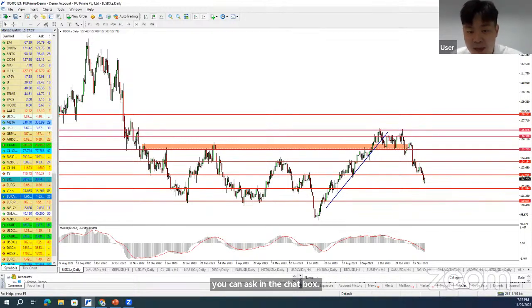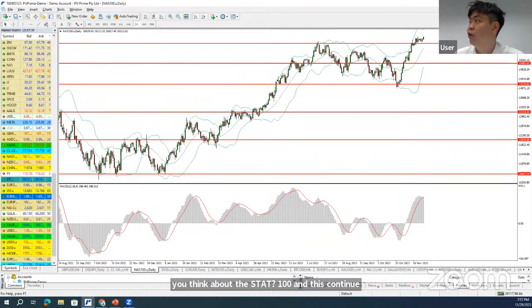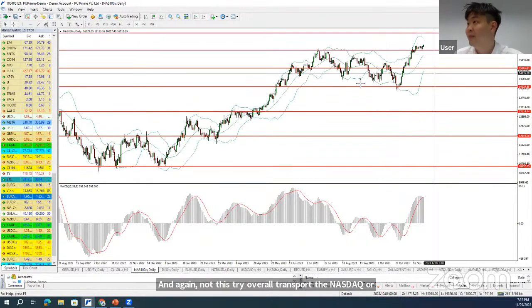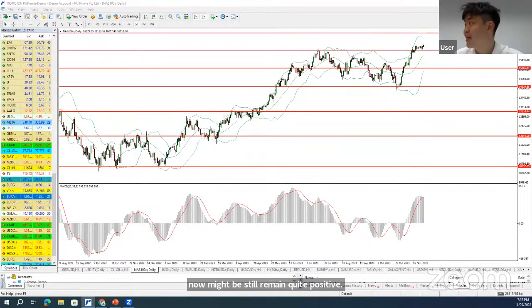What do you think about Nasdaq 100 and this continued bearish move? First, we can look at the Nasdaq chart. You can notice that the overall trend for the Nasdaq as of now might still remain quite positive. To explain why Nasdaq trends are very bullish as of now, it's mostly due to a few things.